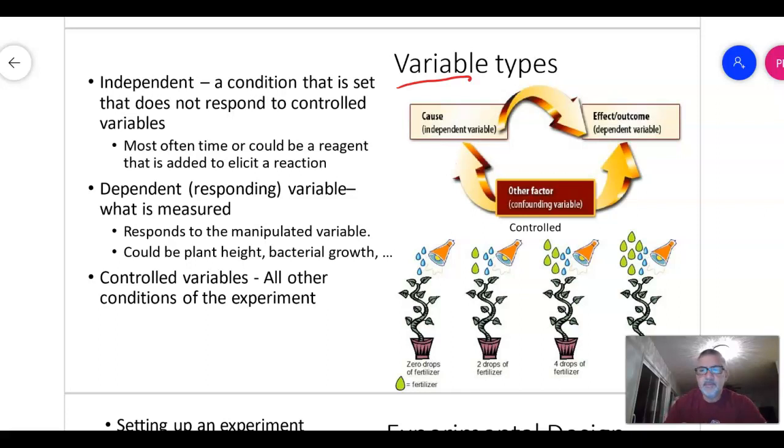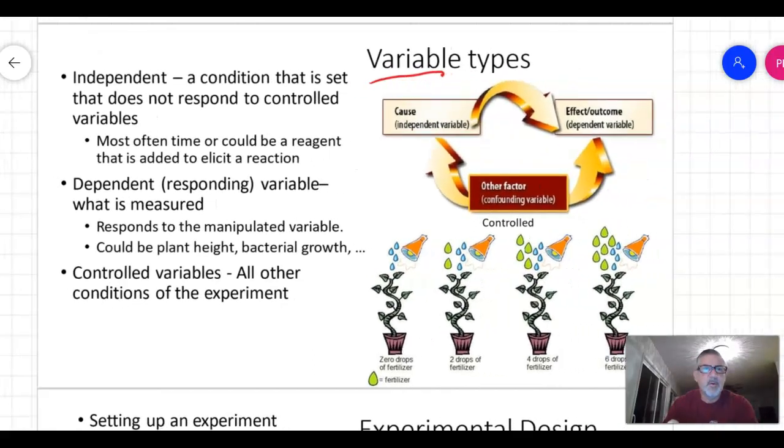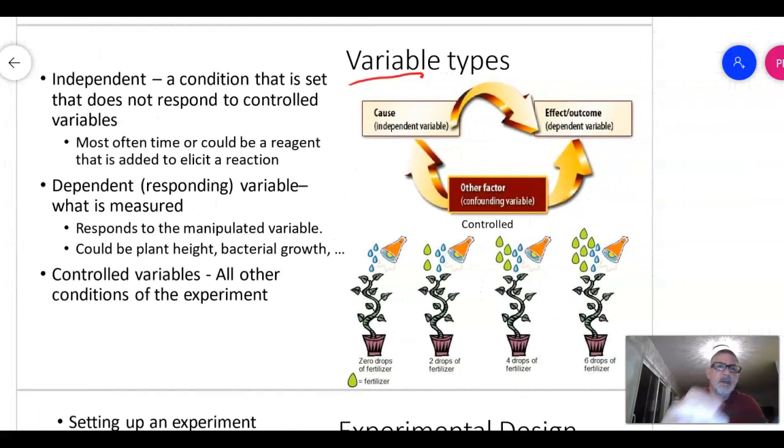So people get confused on variable types because we use words that don't really mean a whole lot. So an independent variable, right, is kind of like a measuring criteria. So it's not something I can change. It's something that is used to measure results with or measure results against. So most often it's time.